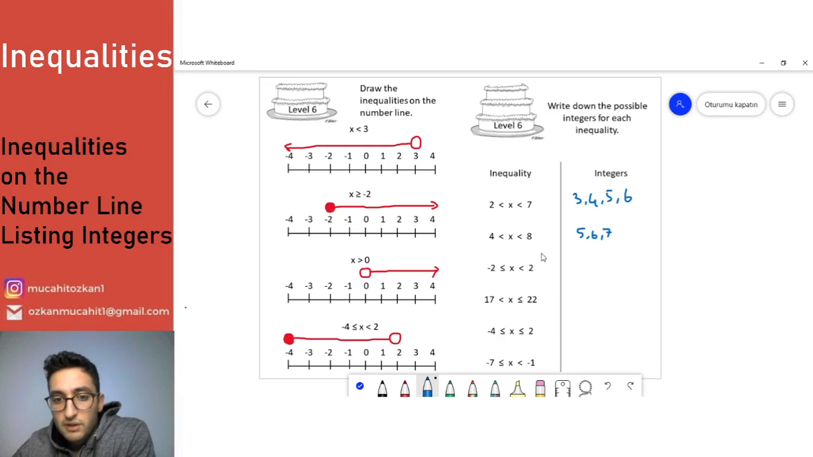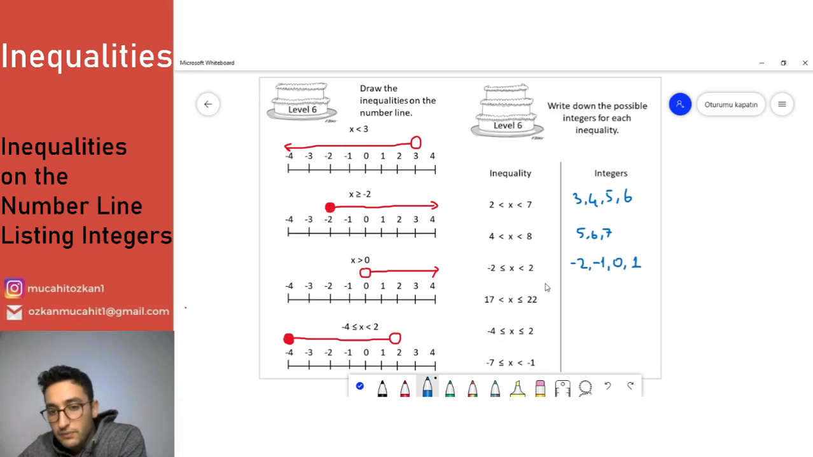In the third example, x is greater than or equal to -2 and less than 2. So x can be -2, -1, 0, and 1. 2 is not included, as it just says x is less than 2.